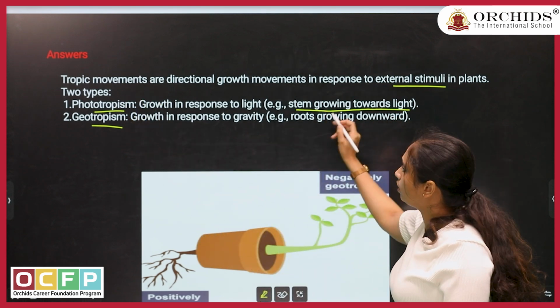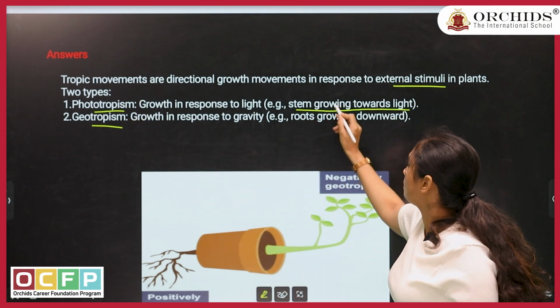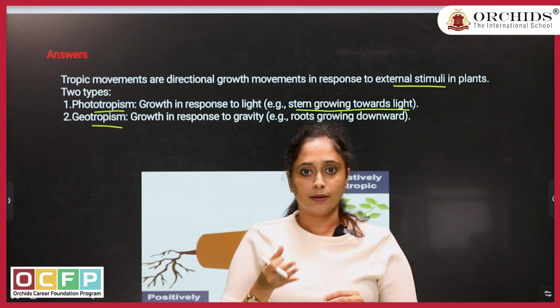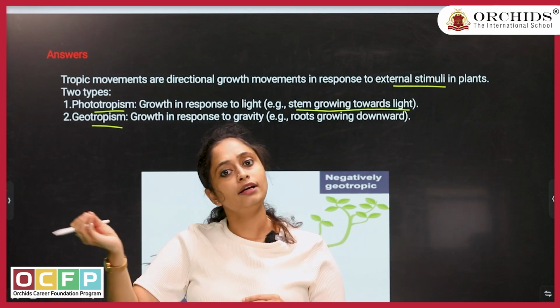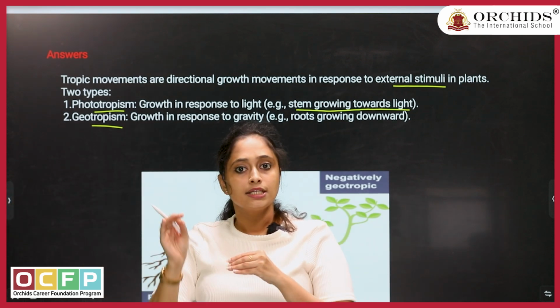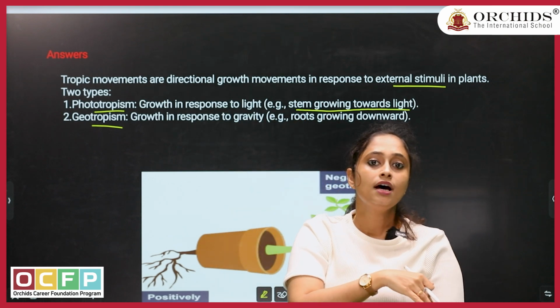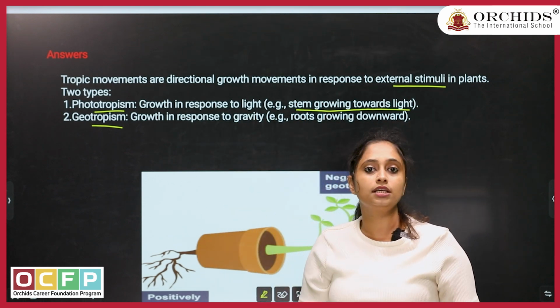So this is very important. Phototropism, one example, is the stem growing towards the light. So it's a positive phototropism, right? If something is going in the same direction as the light, it will be positive phototropism. If something is going in the opposite direction, or otherwise away from the stimulus direction, it will be negative phototropism.